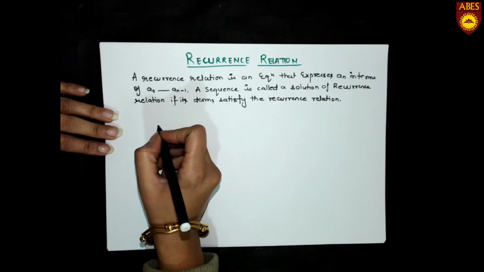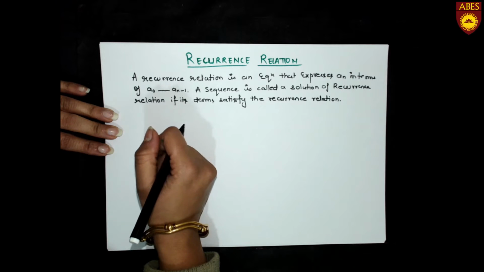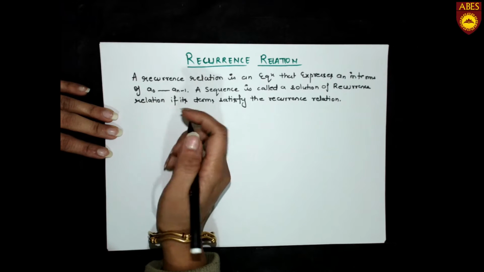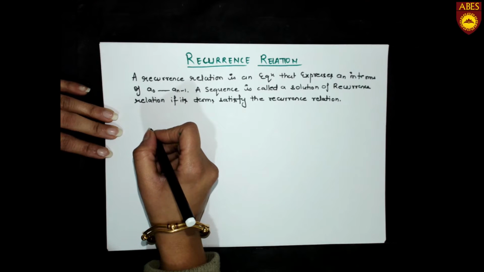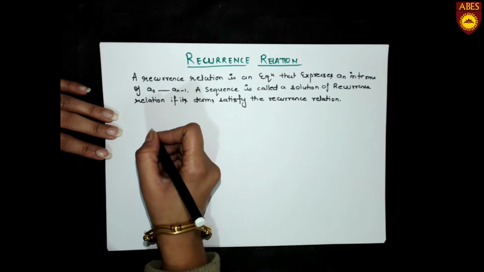Hello everyone. Today's topic is recurrence relation. Basically, a recurrence relation is an equation that expresses an in terms of a0 up to a(n-1). A sequence is called a solution of a recurrence relation if its terms satisfy the recurrence relation.